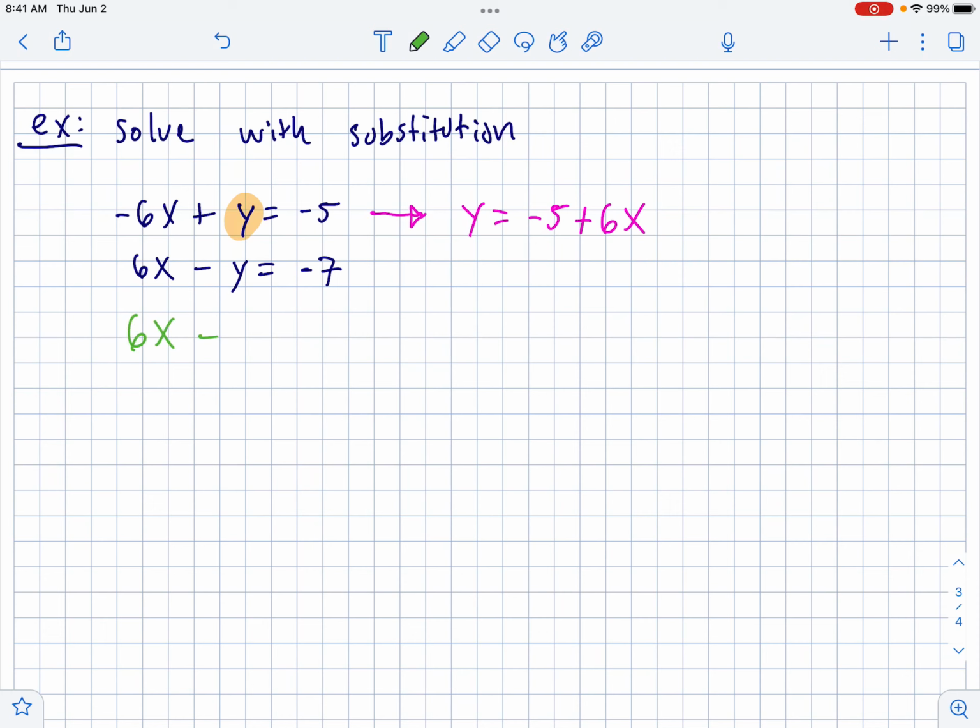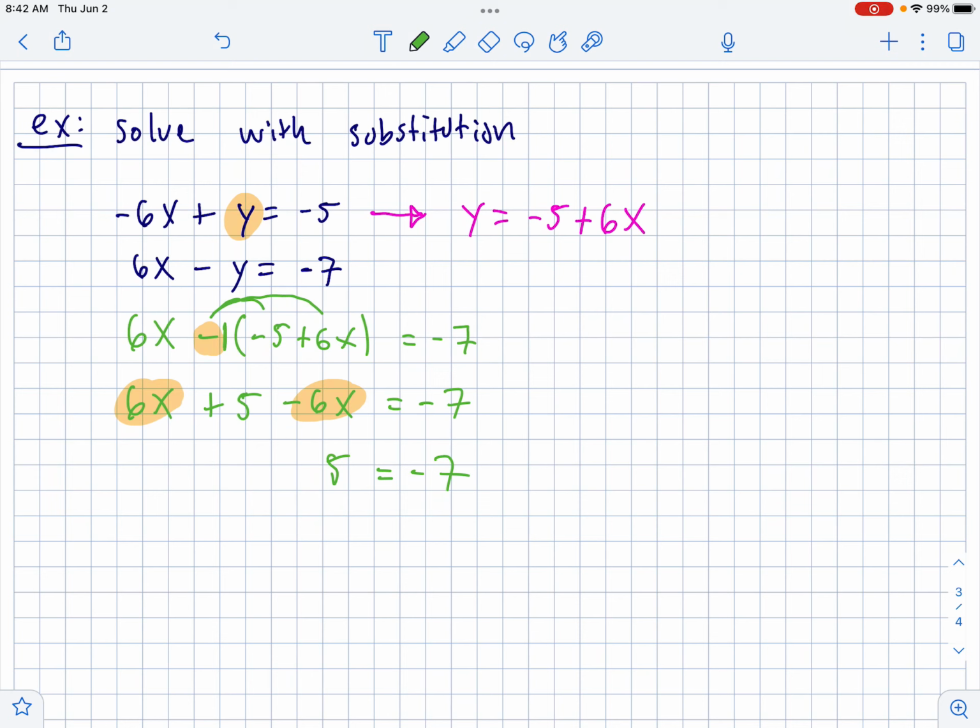So we get 6x minus negative 5 plus 6x is equal to negative 7. Then you can think of this negative right here as a negative 1 that needs to get distributed to both of these things. So that 6x I'll just drop down, and then we'll get plus 5 minus 6x is equal to negative 7. Then a positive 6x and a negative 6x cancel out, so we get 5 is equal to negative 7.